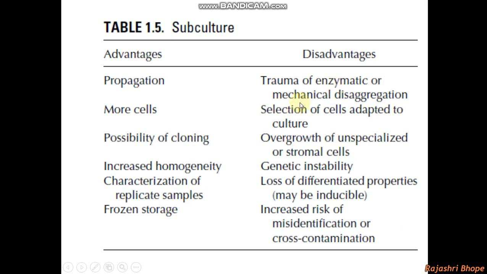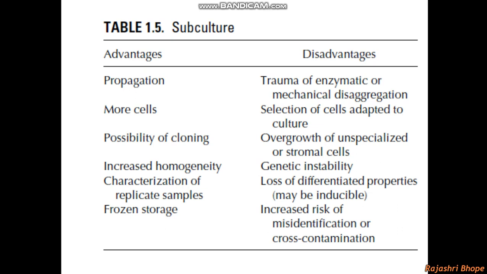Disadvantages: trauma of enzymatic or mechanical disaggregation. Selection of cells adapted to the culture is difficult. Overgrowth of unspecialized cells or stromal cells. Unspecialized cells means cancer cells which do not have any specific character. They just grow and grow and grow. Genetically unstable. After subculture, cells may lose their genetic content. Cells may get unstable because of changes in ploidy level, loss of differentiated properties, and increased risk of misidentification or cross-contamination. As you subculture, there are chances of cross-contamination. Cross-contamination is contamination of one cell type with another cell type.